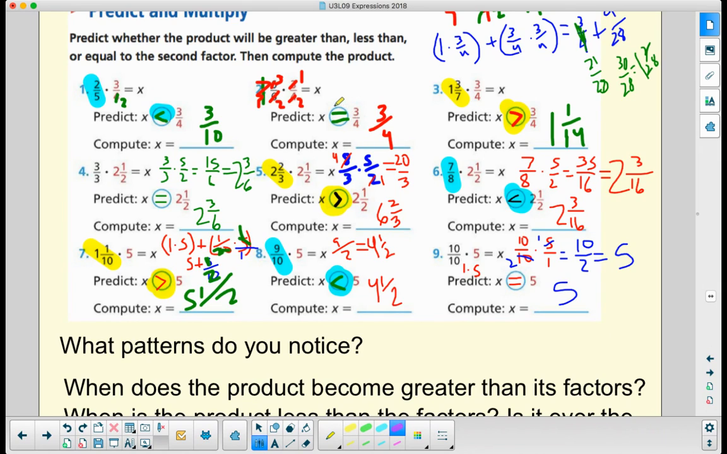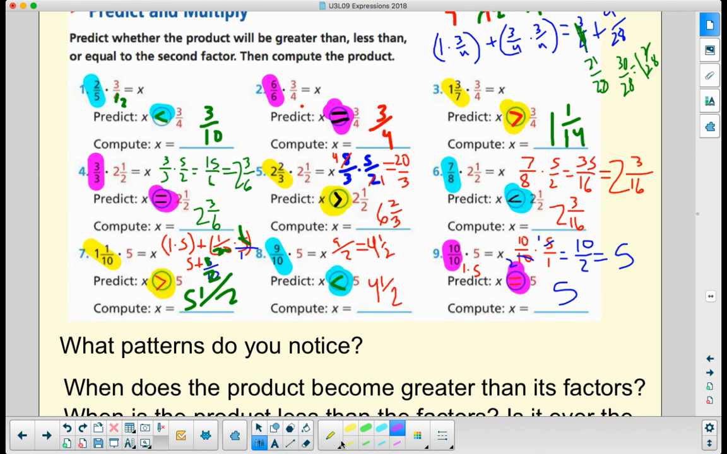So equal, equal, equal. Let me grab my eraser so I can see my other factor. My other factor, there's my other equals. Okay, so my other factor was 6/6, equal to 1. My other factor was 3/3, it's equal to 1. My other factor was 10/10, it was equal to 1.